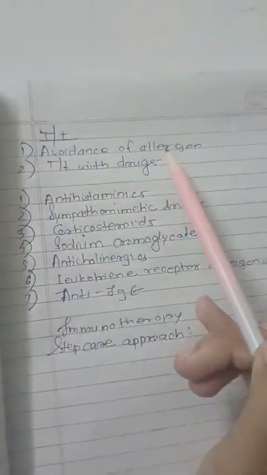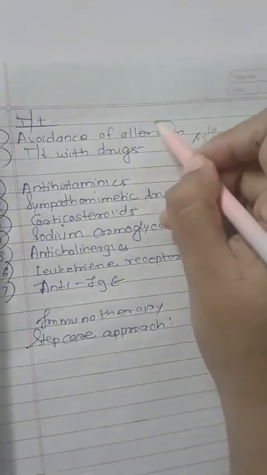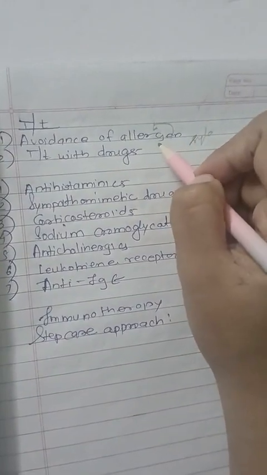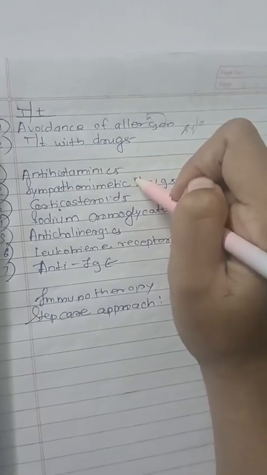Now we will talk about the treatment. First, what we have is basically the avoidance of allergen. If a single allergen is responsible for it, then this is the best treatment we can give for allergic rhinitis. Now talking about treatment with drugs. First drug we have is antihistaminics.